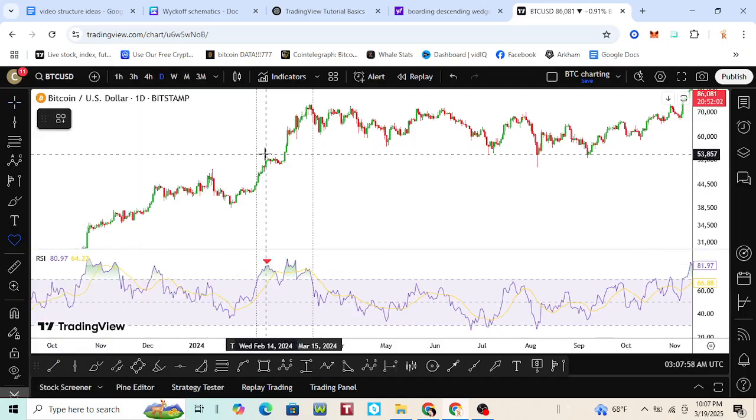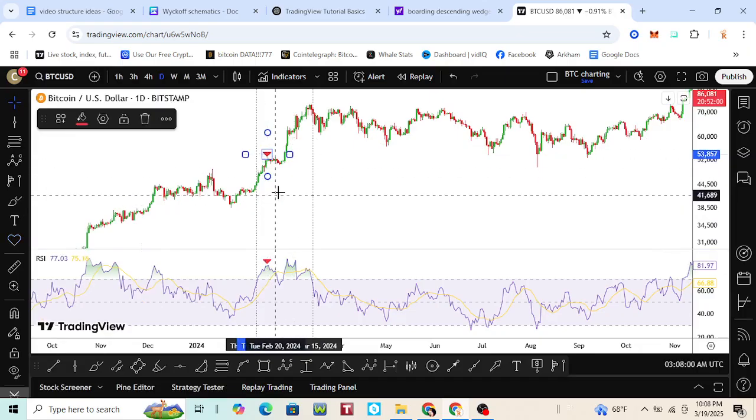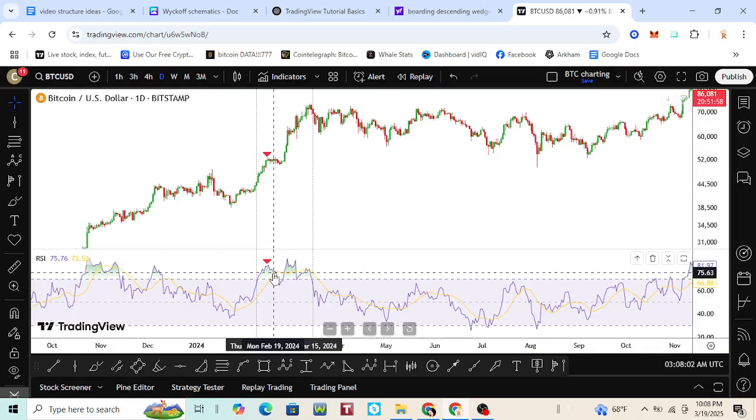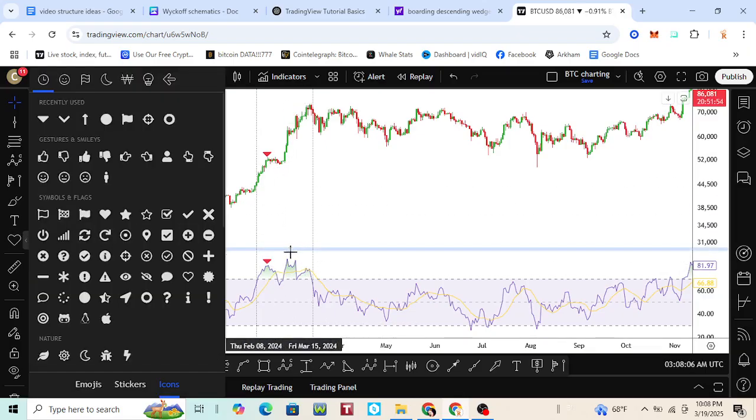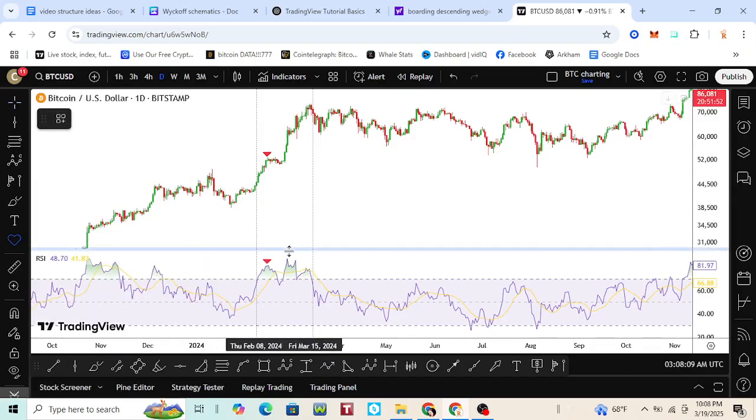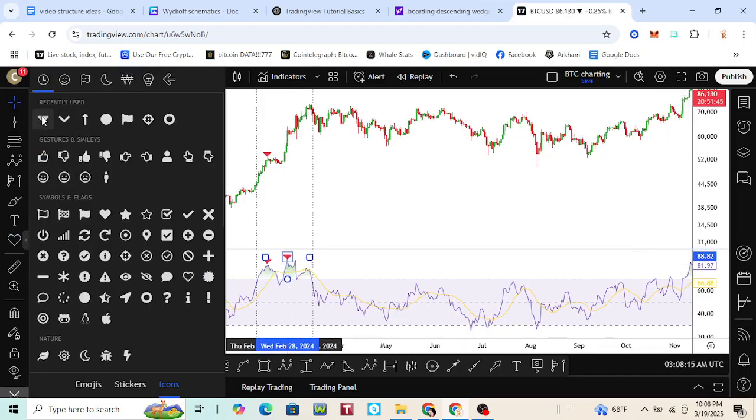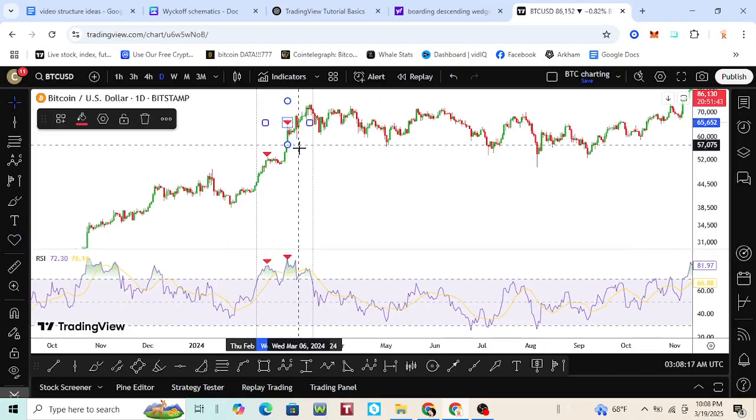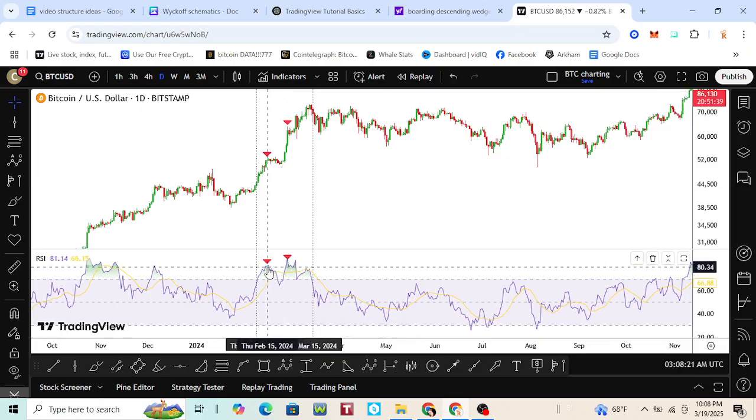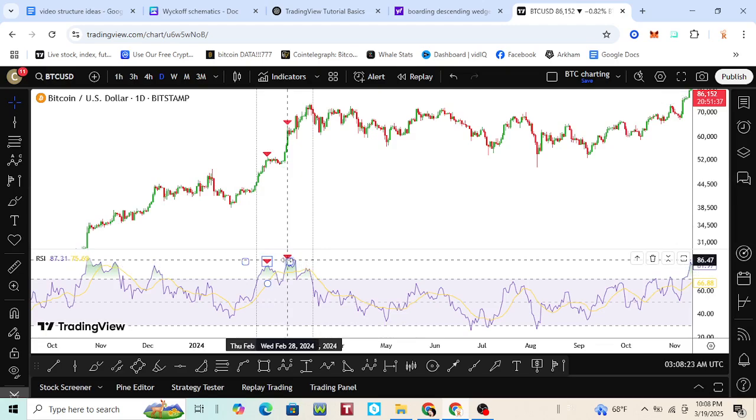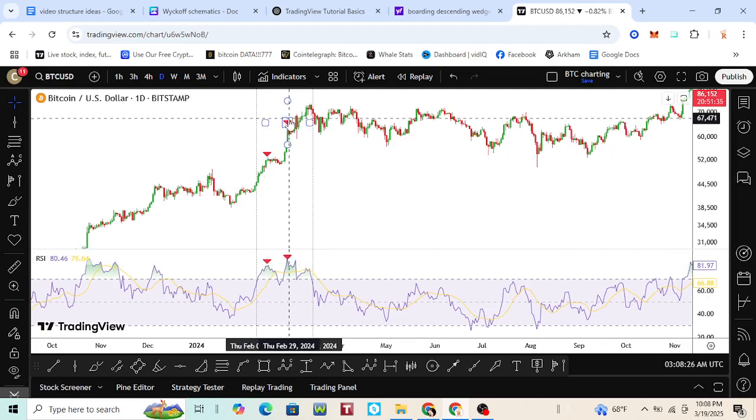Where's that at on the price chart? Right here. Bam. Right? Now we're going to go to the second high on the RSI. See where that was at? Right here. Bam. Where's that at on the price chart? Right here. Bam. Okay. We got a high on the RSI, then we got a higher high, right? Same thing right here. A high, a higher high.